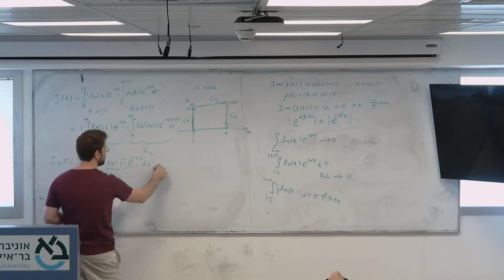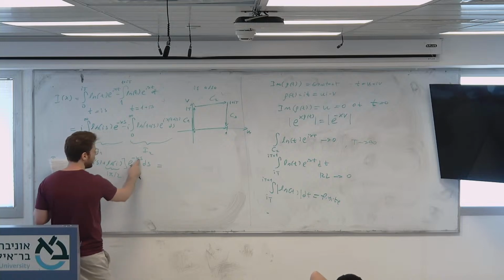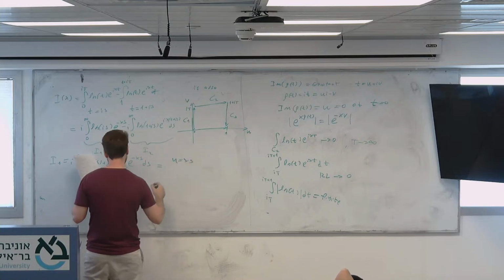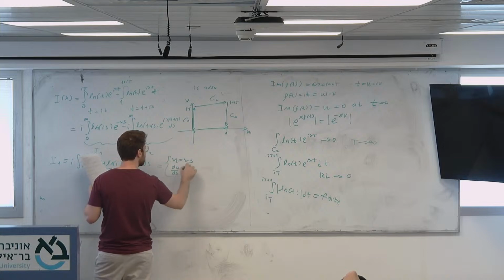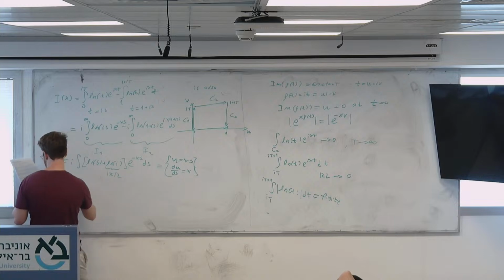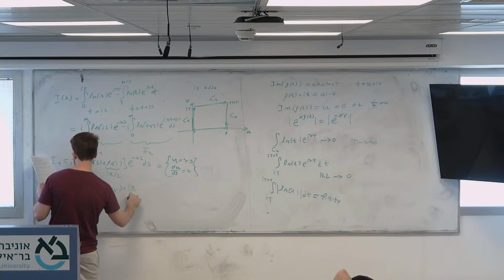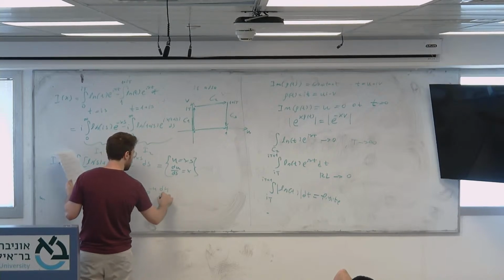Again, we switch variables because we want to have a familiar integral. So usually in the exponent you want to have just minus u. So we set u equals xs, right? du over ds is x. And you'll have the integral from 0 to infinity of ln of u divided by x plus i pi over 2, e to the minus u, du over x.